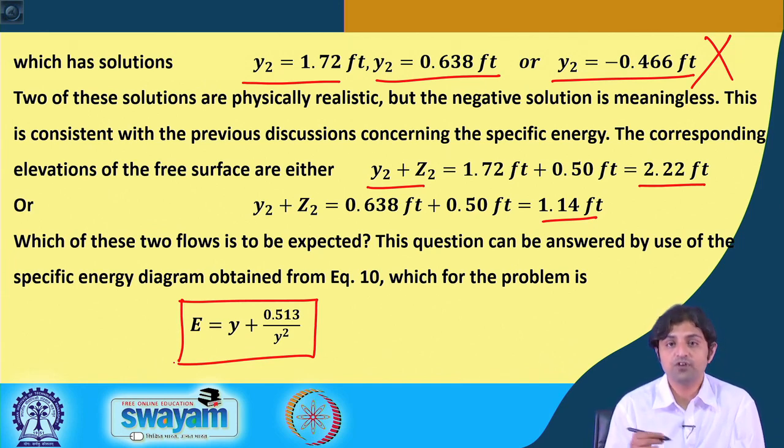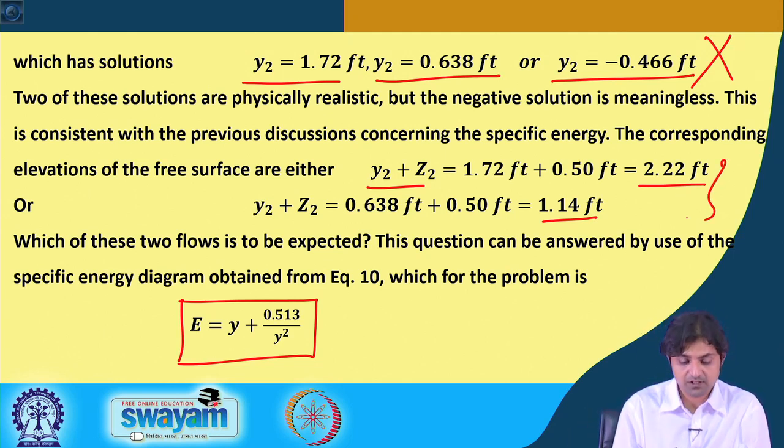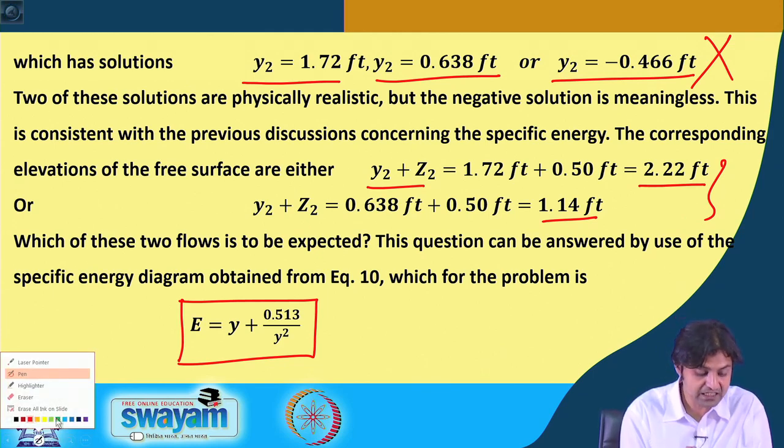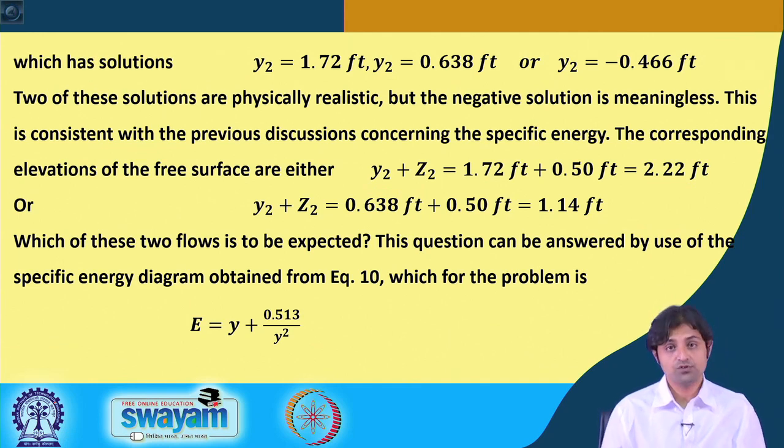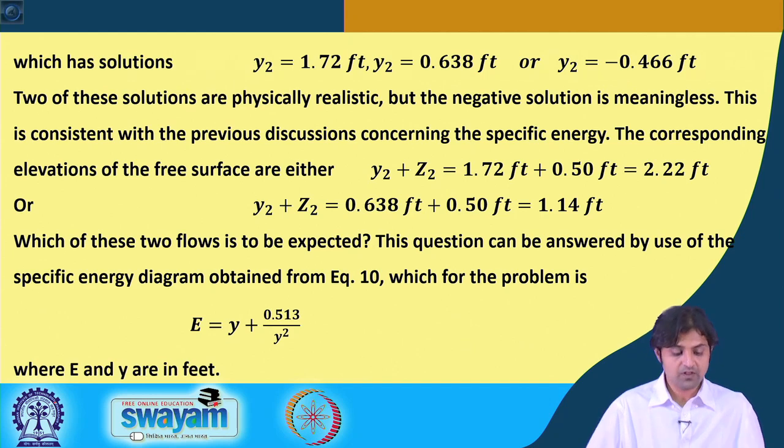This question is more for understanding. Until this point is fine for calculation in numericals in the assignments and exams, but the later discussion is a little intriguing. So, for this particular question, the energy diagram is E equal to y plus 0.513 over y square, something like this, where E and y both are in feet.